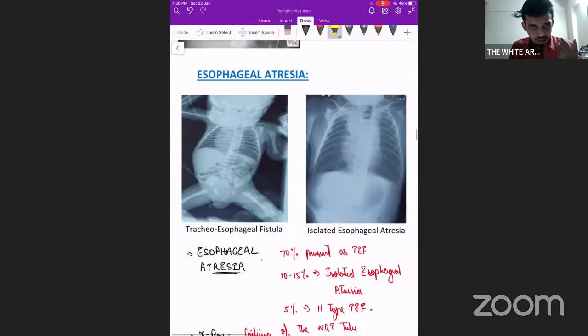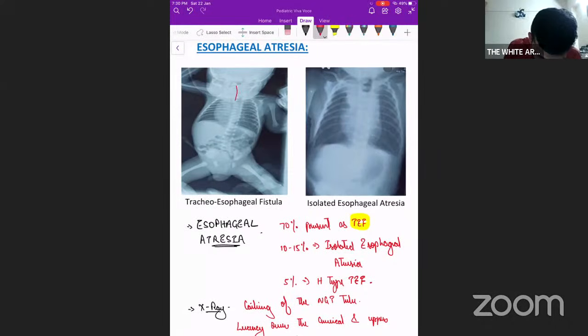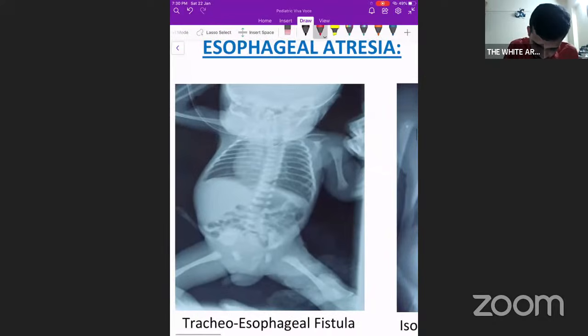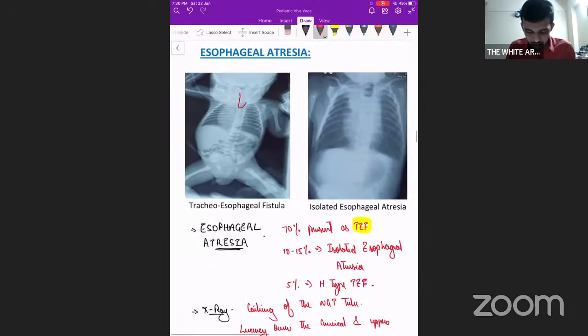In esophageal atresia, 70% of them present as tracheoesophageal fistula. In tracheoesophageal fistulas, you will have to know the types. There are 6 types, and which is the most common type. All those things you should know. And what you get is the coiling. You see the NGT that is passed is coiled over here. Again, I'll show. The NGT that is passed is coiled over here. Correct? This is the coiling which you get in tracheoesophageal fistula.